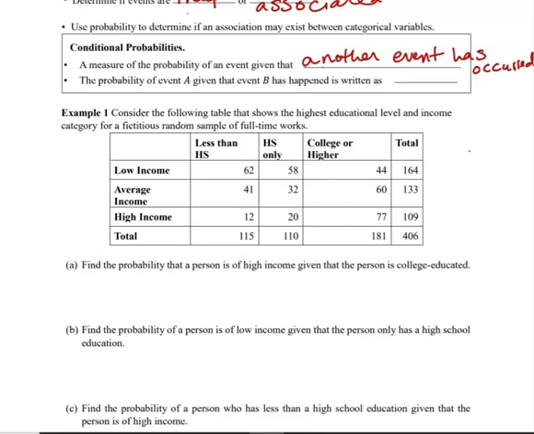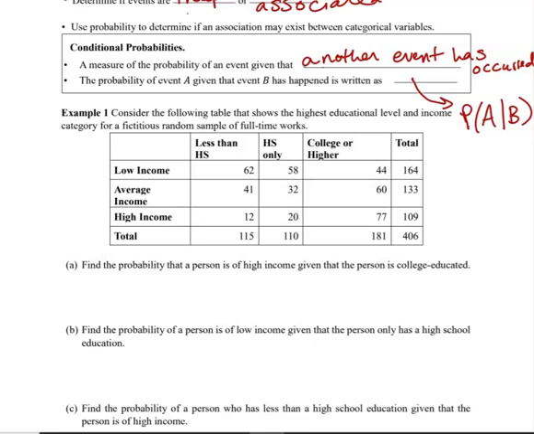We might write it as the probability of event A given that event B has happened. Notationally, we'd write the probability of A, and then we put a line there, given that B has occurred. So that line means "given that." What is the probability of A given that we know event B has already occurred?